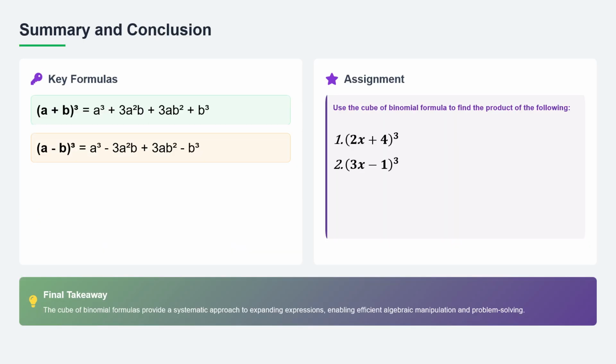So let's summarize it. The key formulas: when the given is in sum form, take note that all of the operations will be plus. We have a cubed plus 3a squared b plus 3ab squared plus b cubed. Then, when it is in difference form, we'll follow the alternate form. So we have a cubed, then minus 3a squared b, then plus 3ab squared, then minus b cubed.